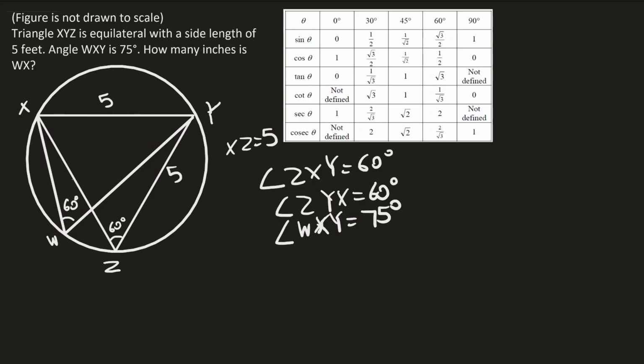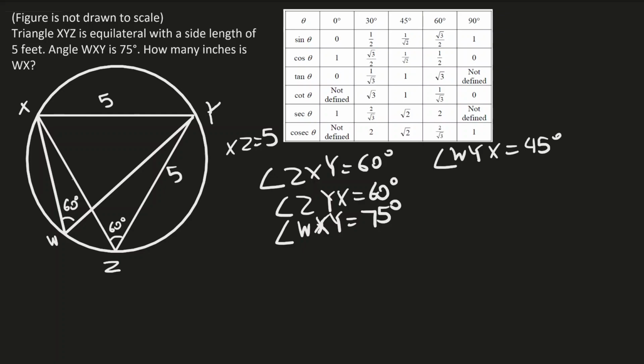And we're also given that WXY is 75 degrees. That means angle YWX must be 180 minus 60 minus 75. And if you calculate that, you get 45 degrees. Now, how many inches is WX? So, what do we know? We know the length of XY is 5. What can we do with that?